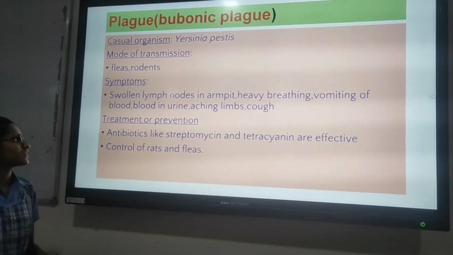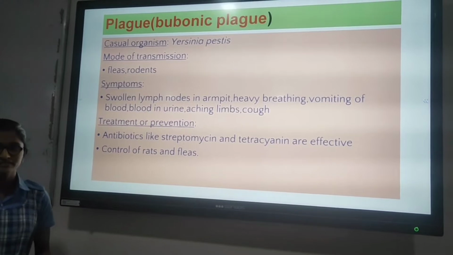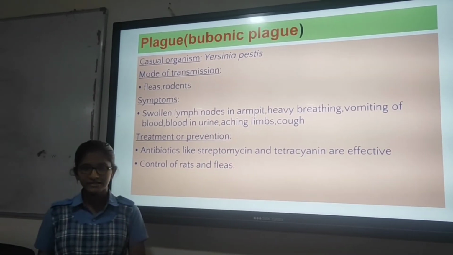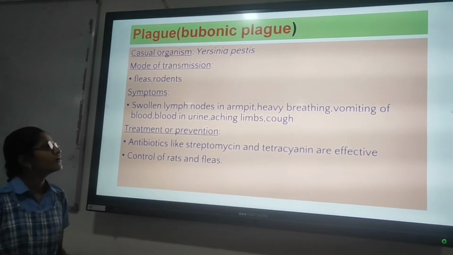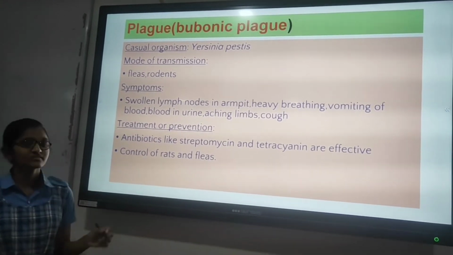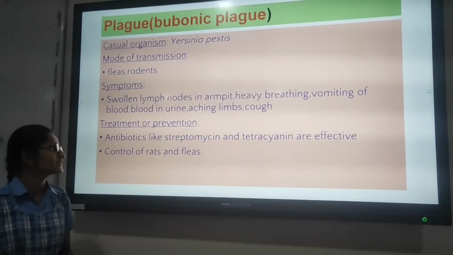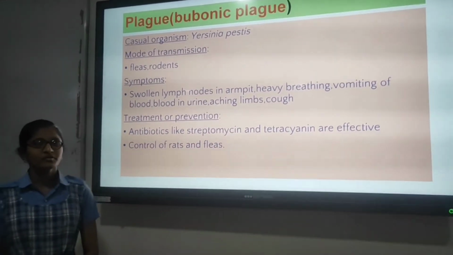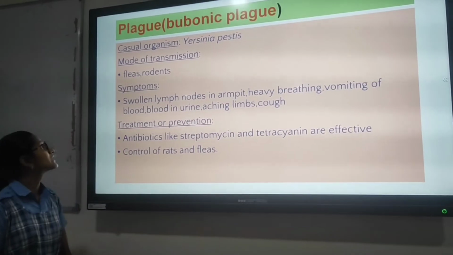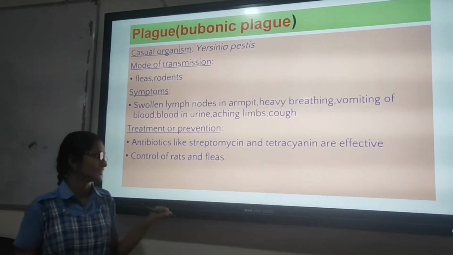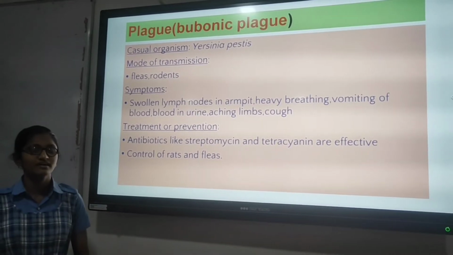The symptoms for this are swollen lymph nodes in the armpit, heavy breathing, vomiting of blood, red urine, aching limbs, and cough. And swollen lymph nodes in the groin too. Groin is nothing but the thigh part of the leg. Treatment or prevention for plague: antibiotics like streptomycin and tetracycline are effective, and control of rats and fleas.